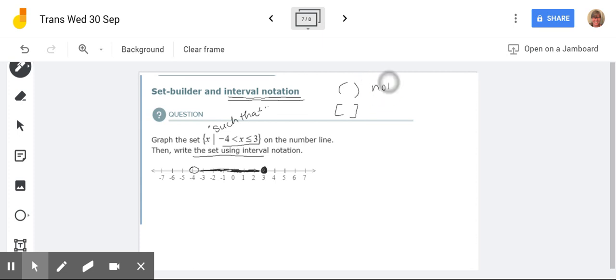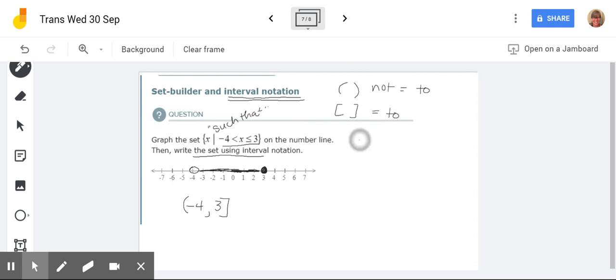Parentheses means not equal to, and brackets means equal to. So for this case, the -4 gets a parenthesis because it's not going to reach -4. You put a comma between, and then 3 it is because it's a solid dot. So what this is saying is x is going from -4 to 3. It can't land on -4. It is greater than -4, but it is less than or equal to 3 because the bracket is there. That's the most important thing.